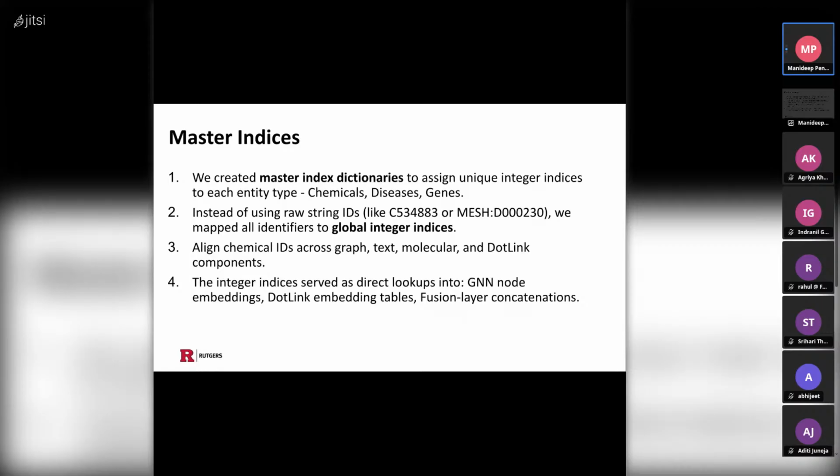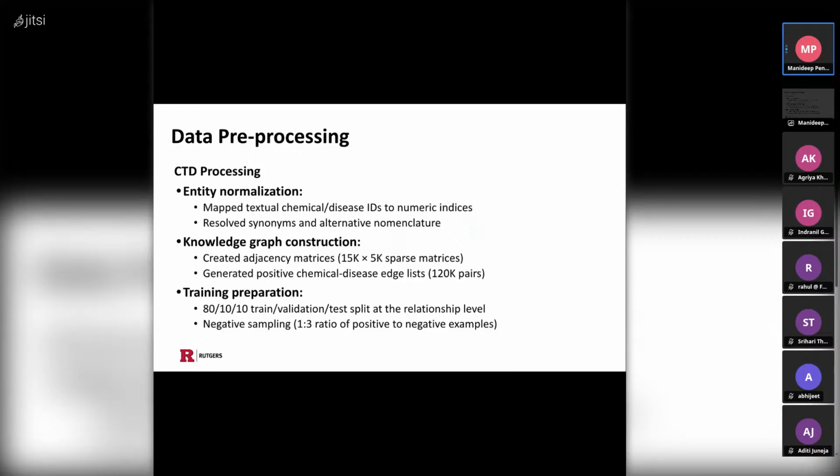When we're doing inference with our LLMs, we can just provide that particular string, and the relevant information would be given to the LLM instead of there happening a mismatch, which could be quite serious in our case, because we're talking about people's health here. So this integer index serves as a direct lookup into our various embeddings that we'll be using.